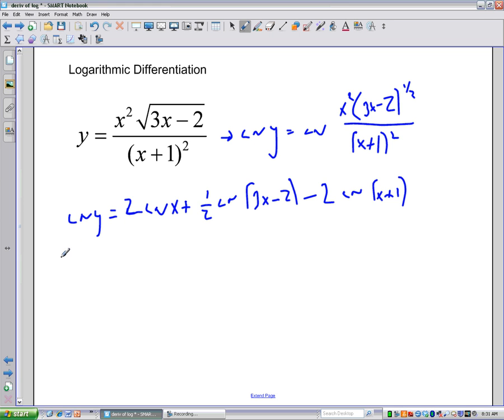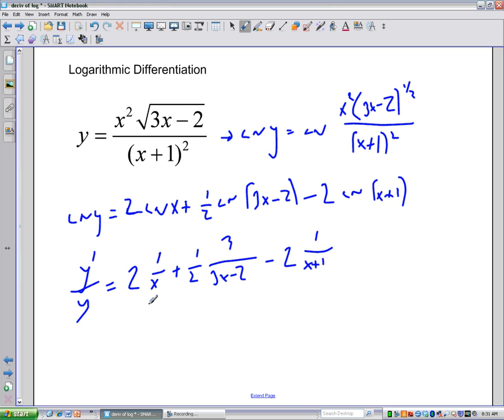And so then I just do my derivatives. The derivative of the natural log of y is y primed over y. And here I get 2 times 1 over x. And here I get 1/2 of 3 over 3x minus 2, just using the u primed over u thing, minus 2 times 1 over x plus 1. We don't care what y primed over y is. We want to know what y primed is. So y primed is equal to y times all this stuff.